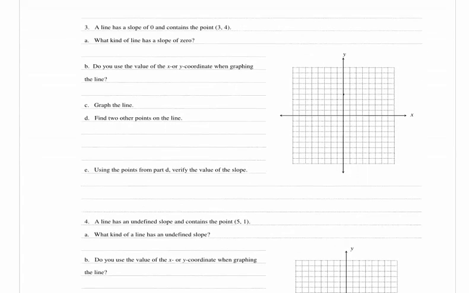In 3, it says a line has a slope of 0 and contains the point 3, 4. In A, they ask us what kind of line has a slope of 0. And a horizontal line has a slope of 0. In B, it asks, do you use the value of the x or y coordinate when graphing the line? And we use the y coordinate. And remember that the equation for a horizontal line is y is equal to b.